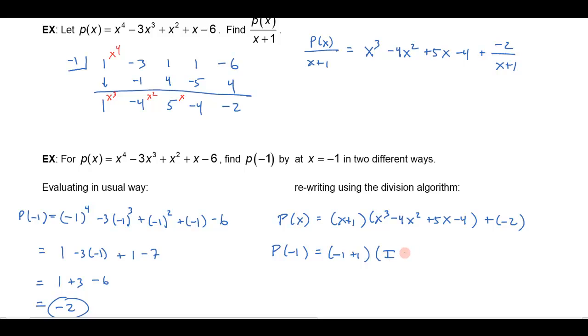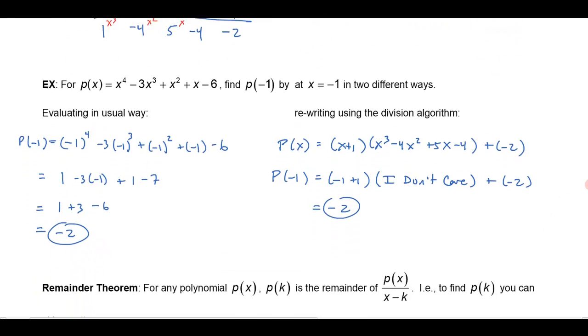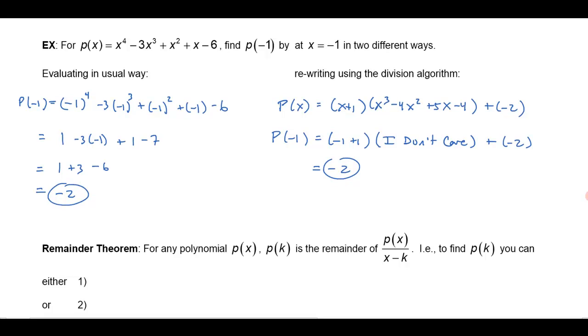I can just say I don't care, whatever that is, because when I multiply it by 0, it's going to give me 0, and I'll just get the negative 2, which is the remainder, and you notice those are the same. Okay, so that leads us to the remainder theorem that says this.